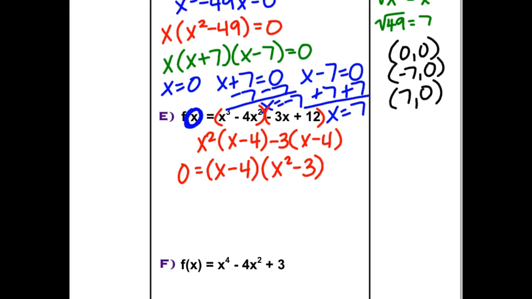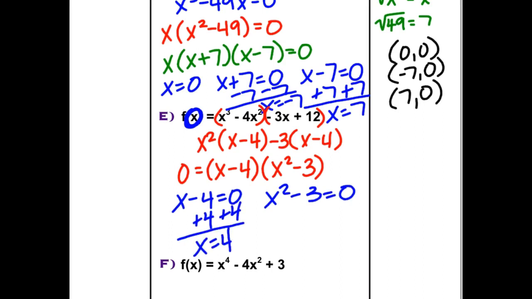And therefore now I've got that 0 is equal to either x minus 4 or x squared minus 3. So now I set these both equal to 0. So x minus 4 equals 0 and x squared minus 3 equals 0. Here I add 4 and I get x equals 4, which means that my 0 is 4, 0. Here I add 3 to get x squared equals 3.